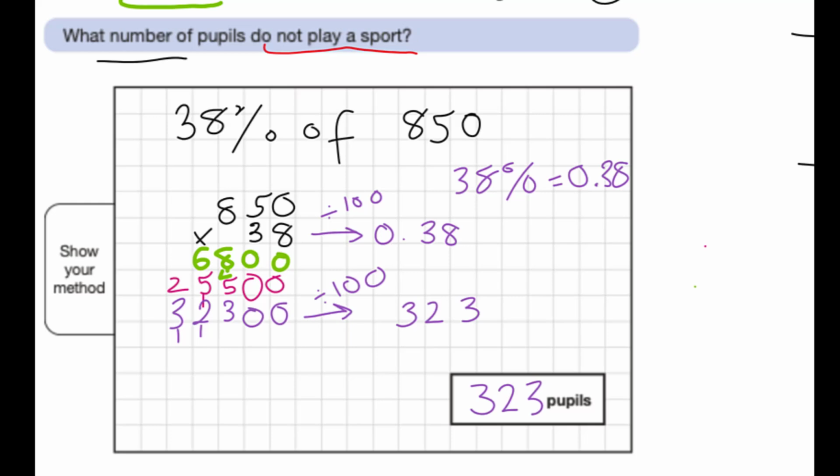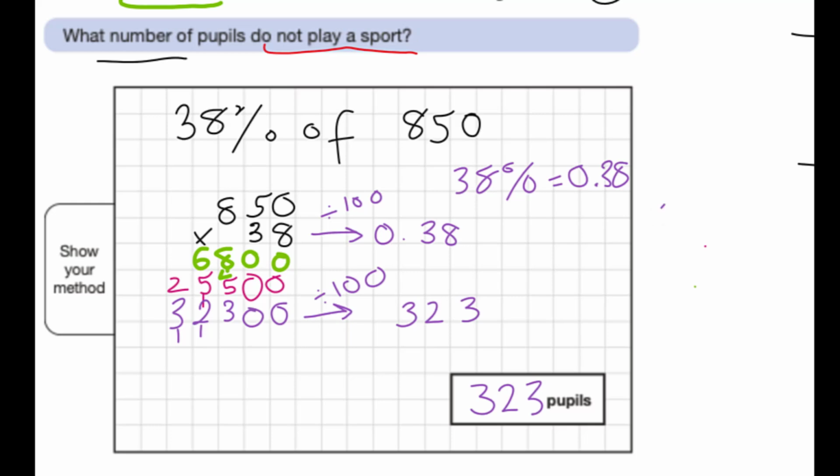And you could also do 40%, subtract 2%. You could do 30% plus 5% plus 3%. All of these different ways will get you to your answer, but it is all about finding out that you need to find 38% of 850. Like I said, you could have also found 62% of 850 and subtracted that. In fact, I could probably do that very quickly now.